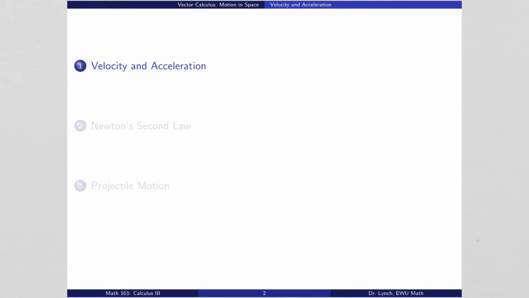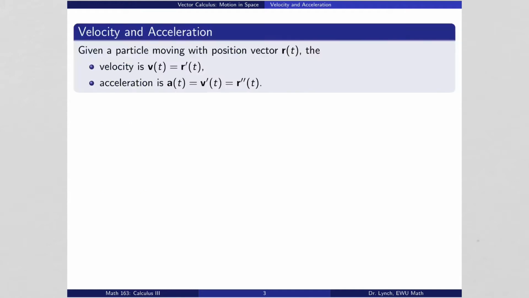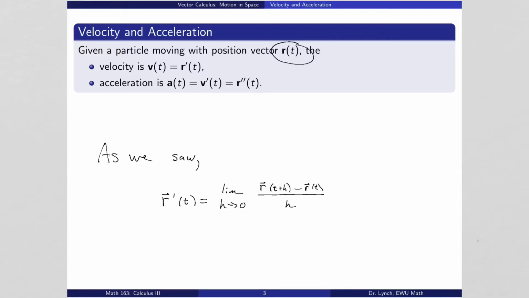The good news here is that these are things we've all done before. Just now we're doing them with vector valued functions rather than scalar valued functions. Okay, I'll remind you that when you have the position of some particle given by r of t, then the velocity is the first derivative of position and acceleration is the derivative of the velocity or the second derivative of the position. As we saw previously, the derivative of a vector valued function can be written in terms of this limit definition, but all of our rules from calculus 1 and 2 carry forward here about product rules and quotient rules and so on and so forth.